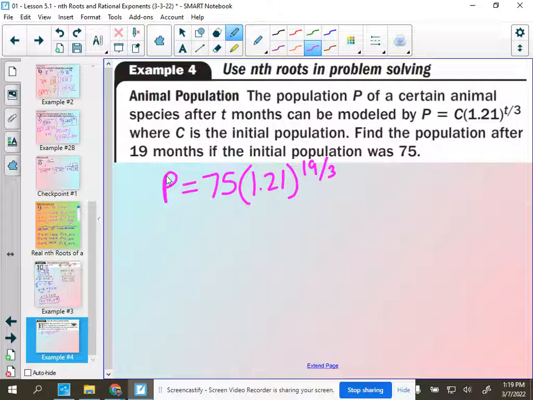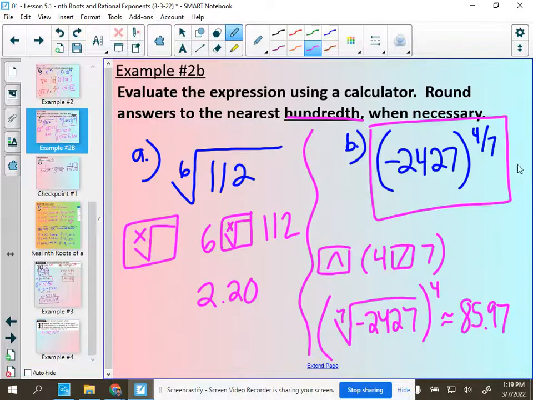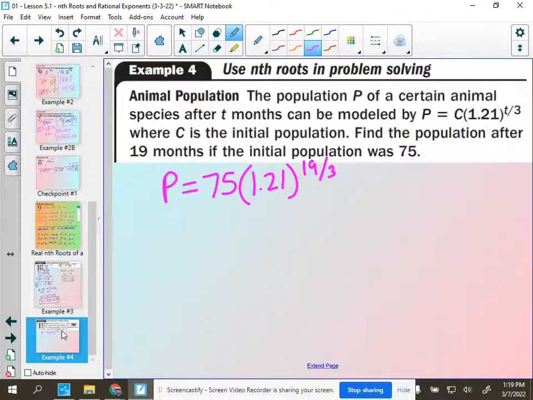Are they all going to be like this? Not necessarily. We could end up where we know the population, and then maybe we solve for something else. We end up having a fourth root or cube root or something like that. So this one is just more of, do I know how to do this on my calculator? We practiced a little bit earlier. This is a good look where it's a number to a rational exponent. Can you do it on the calculator?